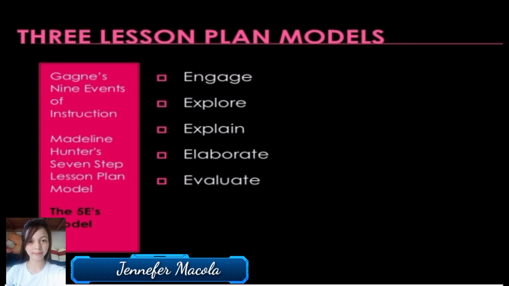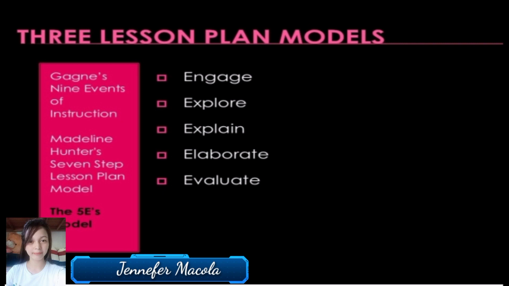Number 2, explore. During the exploration phase, students actively explore the new concept through concrete learning experience. This allows students to learn in a hands-on way, like for example, observation, reading articles, and research.